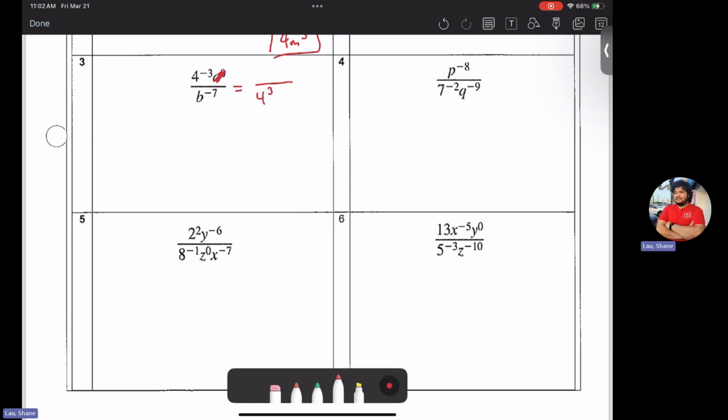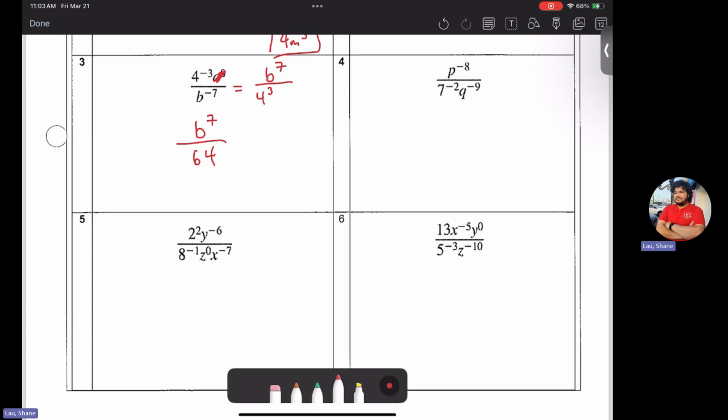But then I have b to the -7th in my denominator. I need to move it up to my numerator. So b to the 7th over here. But don't forget you need to simplify. So 4 to the 3rd needs to be simplified to whatever that number is. 4 times 4 times 4 is going to be 64. And that is question 3 done.